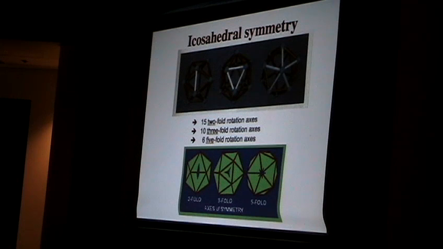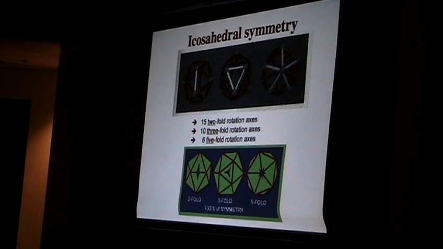Because I'm going to talk a lot about icosahedral symmetry, I'd like to remind you of the elements of icosahedral symmetry. This is an icosahedron. It has 20 identical equilateral triangles. So we have 15 two-fold rotation axes going through the middle of each edge. It has 10 three-fold rotation axes going through the middle of each triangle, and it has 6 five-fold rotation axes going through each vertex. So, as shown, 15 through the middle of each edge, 10 through the middle of each triangle, and 6 through each vertex.